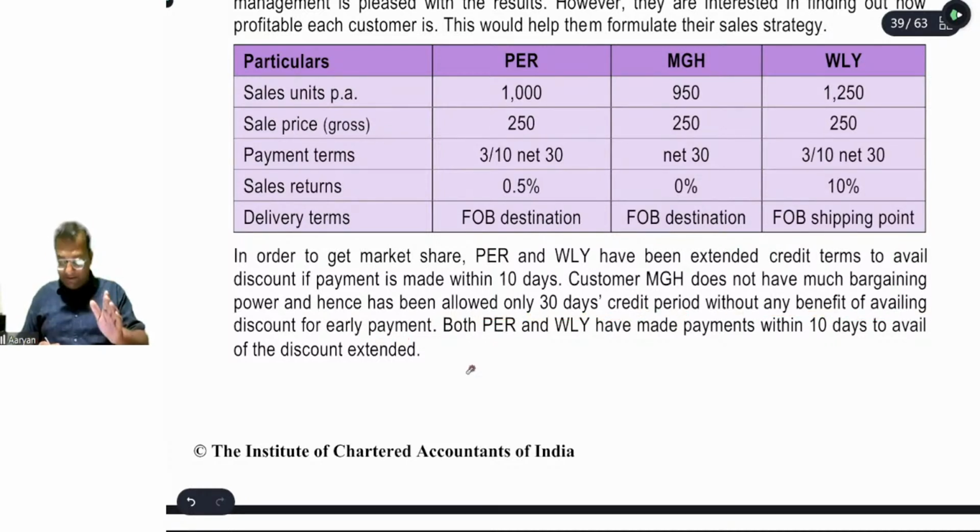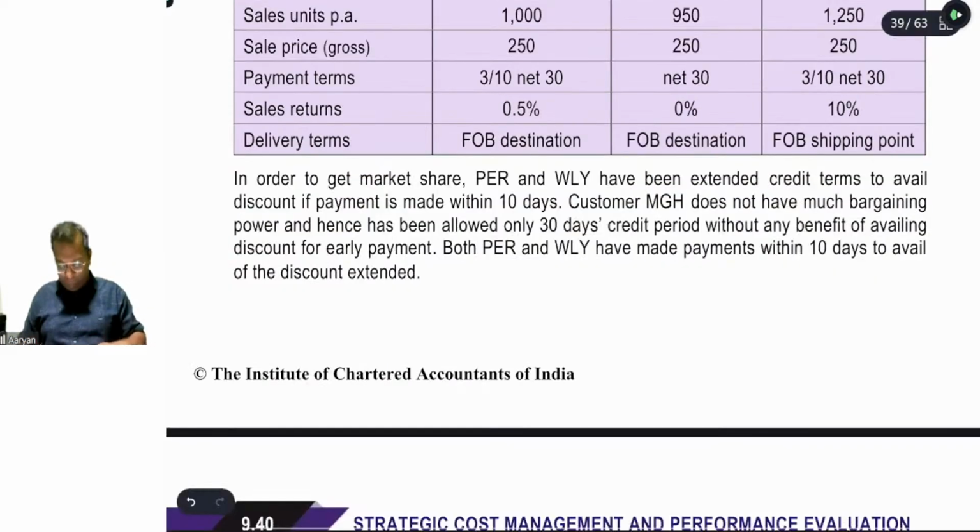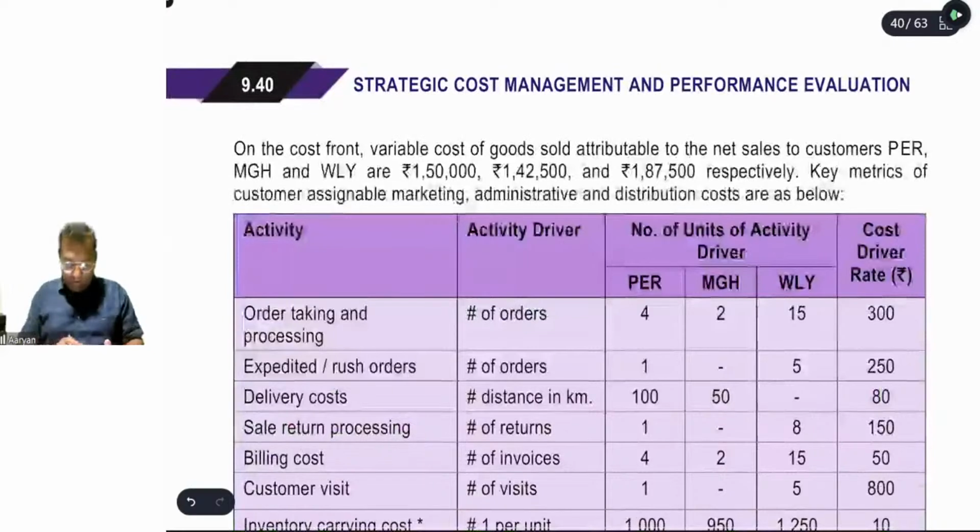Assume that customer number 1 and customer number 3 have made payment within 10 days to avail of the discount extended. So whenever you do this calculation, assume that both customers paid you on time so that they can avail the 3% cash discount. Okay. On the cost front, variable cost of goods sold attributable to the net sale to customers P, M and W are respectively given.